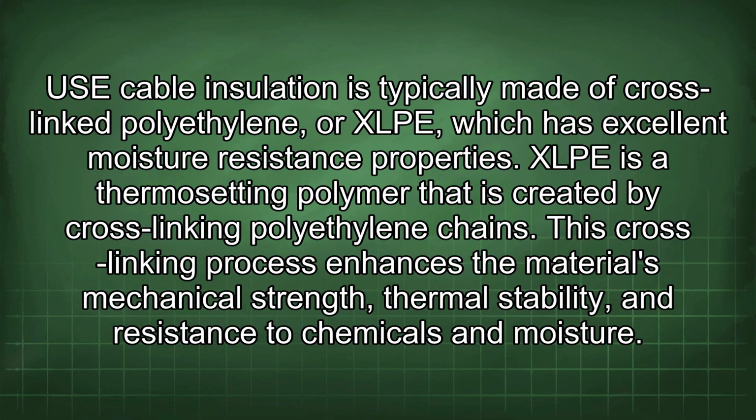USE cable insulation is typically made of cross-linked polyethylene, or XLPE, which has excellent moisture resistance properties. XLPE is a thermosetting polymer that is created by cross-linking polyethylene chains. This cross-linking process enhances the material's mechanical strength, thermal stability, and resistance to chemicals and moisture.